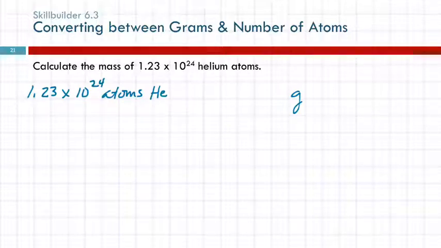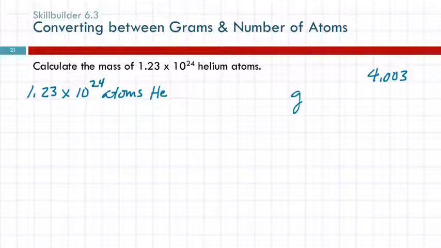So we're going to need some information from the periodic table. So helium is 4.003. I remember the 4, but not the rest of it. So on the periodic table, we see 4.003 under helium. That's the atomic mass. So one atom weighs 4.003 atomic mass units. 1 mole weighs 4.003 grams.